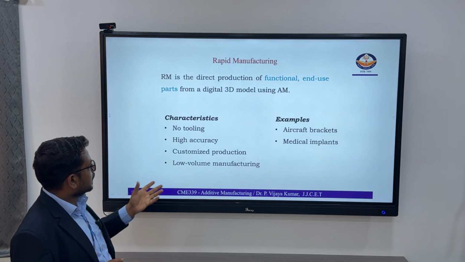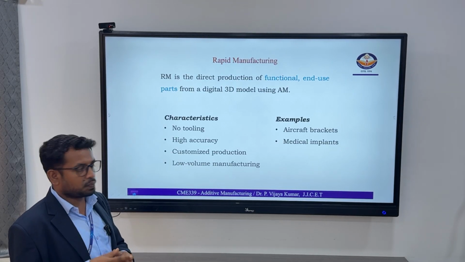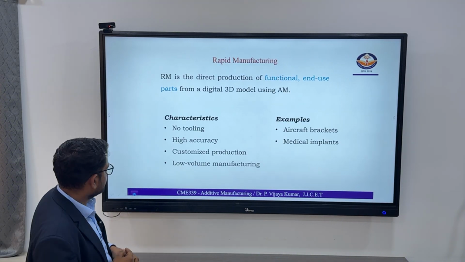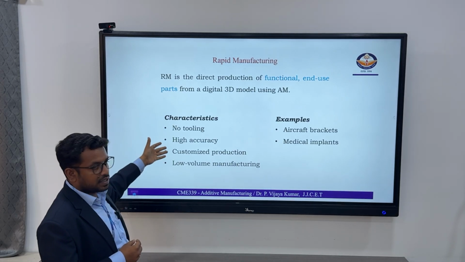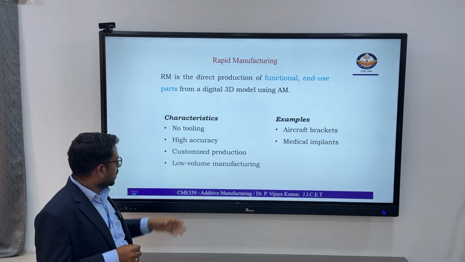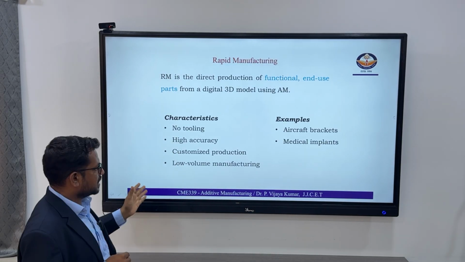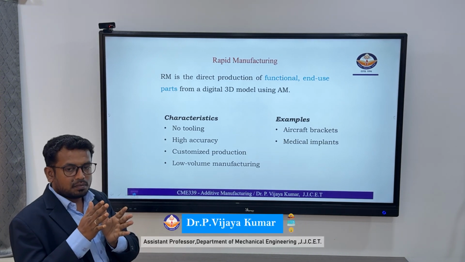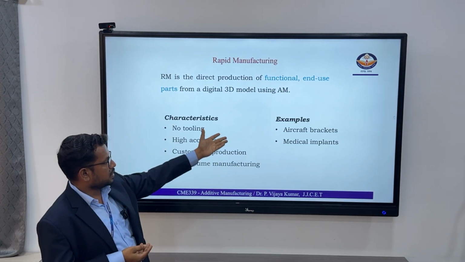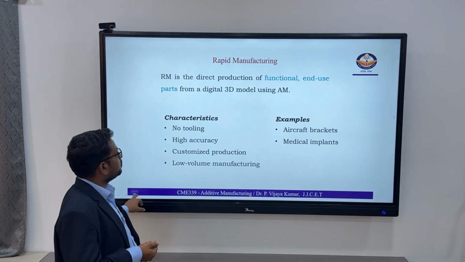In rapid manufacturing, the production of manufacturing parts for functionality and also end-use parts, we can create by using any one additive manufacturing technology. And the characteristics, we have already discussed: tooling is not required for this additive manufacturing sector, and high accuracy, customized production is possible, and also low volume manufacturing. In this case, we create only minimal products by this type of rapid manufacturing. And examples are aircraft brackets and medical implants, which are also developed by this rapid manufacturing.